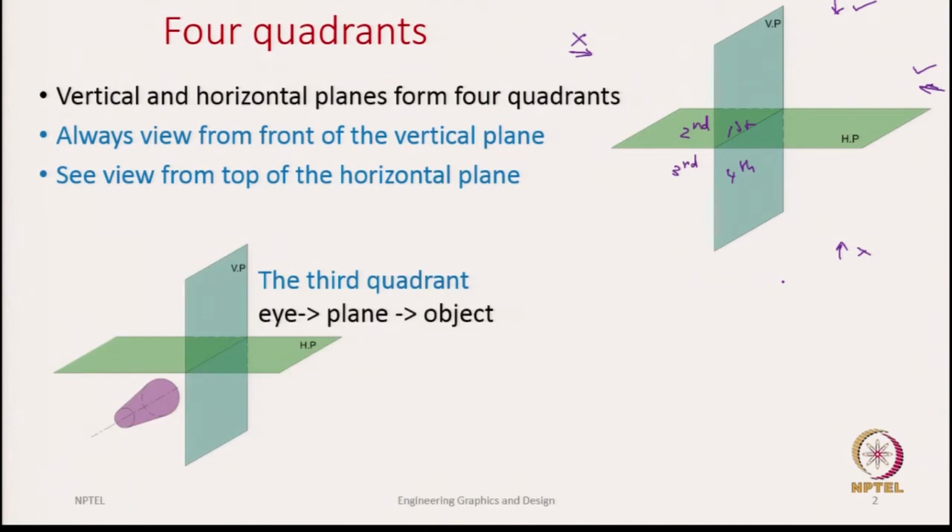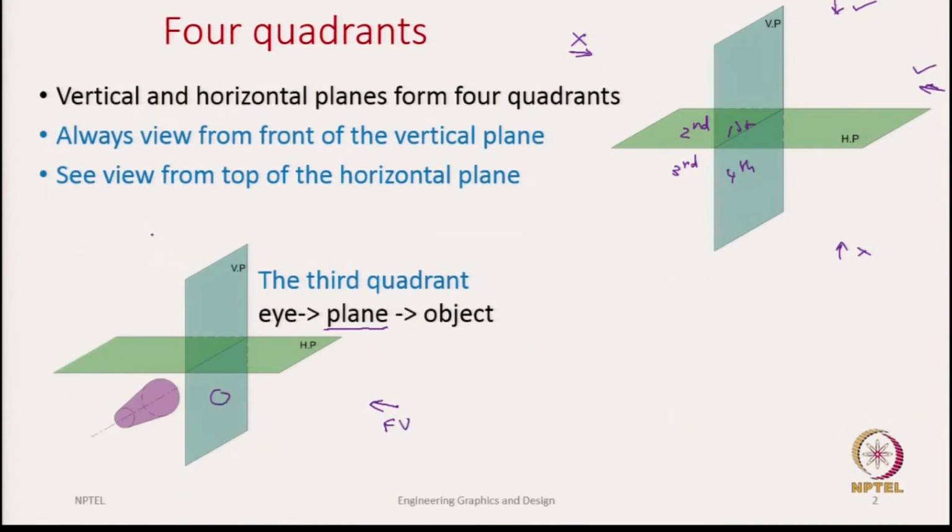Now let us think about the object placed in the third quadrant. To capture the front view, we said the observer should be looking in this direction, at the front of the vertical or frontal plane. Okay. If you are doing it in this fashion, what do we see? What is in the middle is the projection plane. We have the observer and the object at two extremes and the projection plane in between, to capture the front view. So, we will capture it somewhere here.